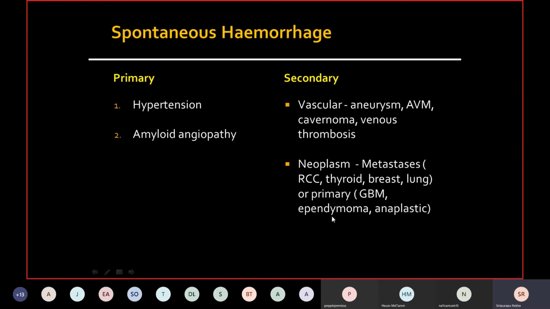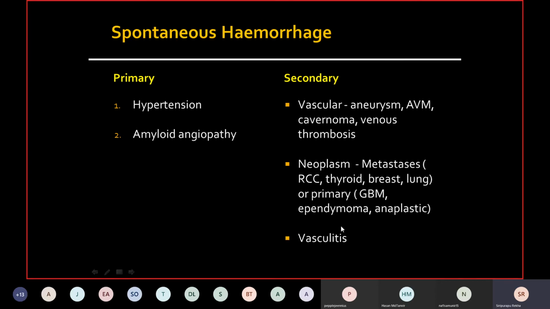Neoplastic is another important thing to remember. Metastasis such as renal cell, thyroid, breast, and lung. Or you can see it in the context of primary tumors such as GBM, ependymoma, pilocytic. Also we can see hemorrhages in anaplastic tumors.